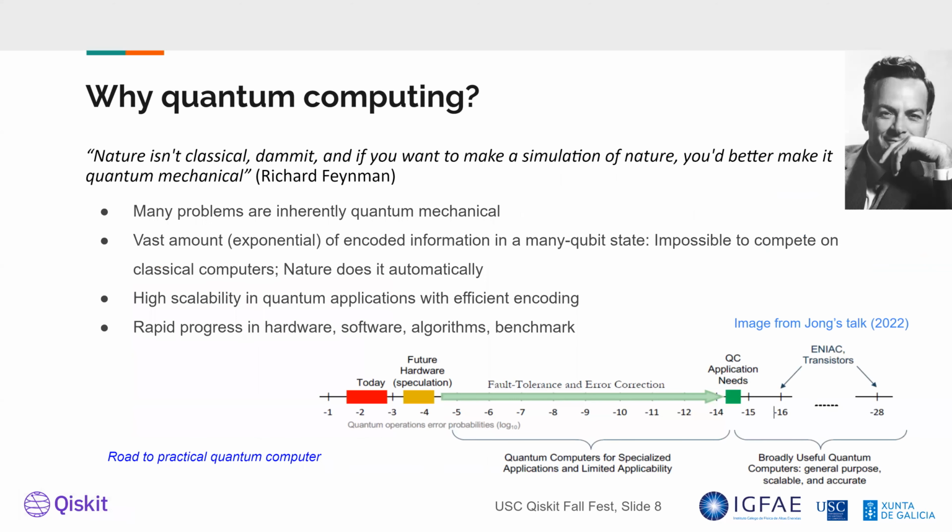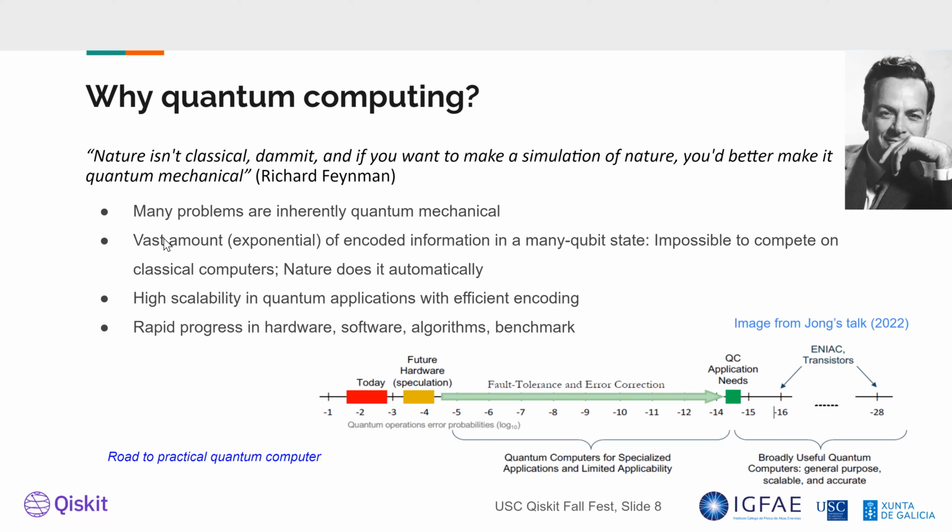So why are we interested in quantum computing? So let me just quote the sentence from Richard Feynman. Nature is not classical. And if you want to make a simulation of nature, you better make it quantum mechanical. So many problems are inherently quantum mechanical. So like everything just in this room, like the cell phone you're using, right? What's inside it is more or less quantum mechanical.